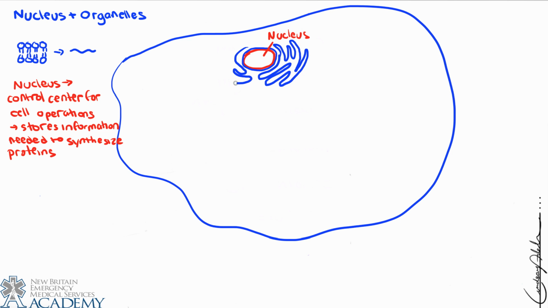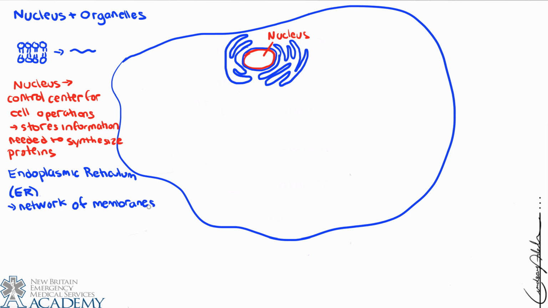Around the nucleus is a structure called endoplasmic reticulum. The endoplasmic reticulum is abbreviated ER, and it's a network of membranes that are attached to the nucleus. A lot of that is because they have functions that involve communication with the nucleus in some ways. There are two types of endoplasmic reticulum.